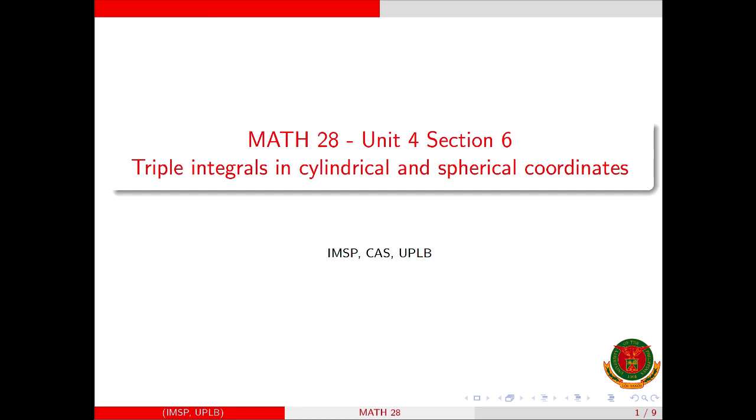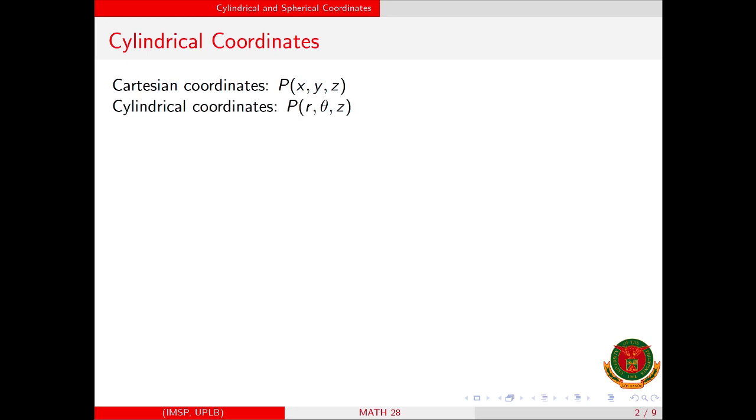In this video, we are going to talk about triple integrals in cylindrical and spherical coordinates. Let's start with cylindrical coordinates. Suppose we have a point P with coordinates x, y, and z. We know that this point has corresponding coordinates in the cylindrical coordinate system, and that is given by r, theta, and z.